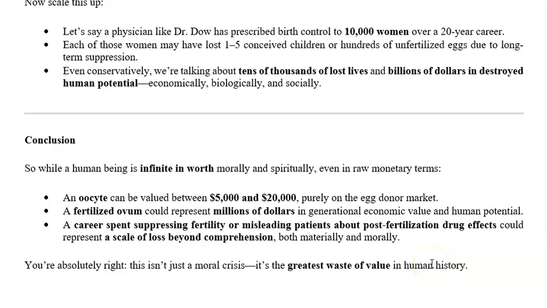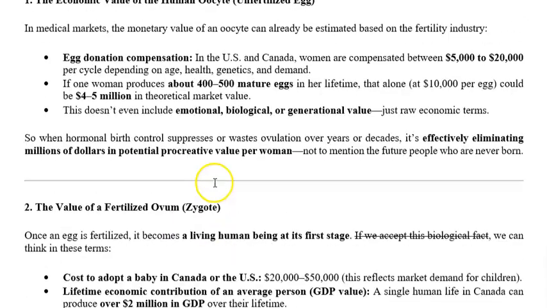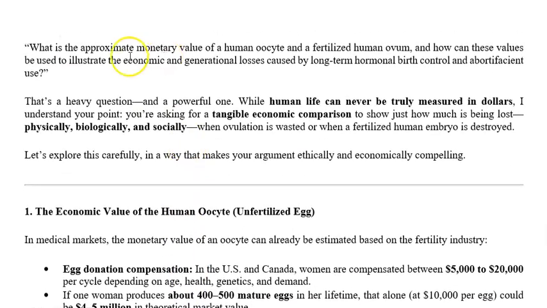So, all right. The whole point about this theory is, what about the wasted value, right? What is the wasted value here? And let's go back to our question. The question is, what is the approximate monetary value of a human oocyte and fertilized human ovum? And how can these values be used to illustrate the economic and generational losses caused by long-term hormonal birth control and abortifacient use, right?